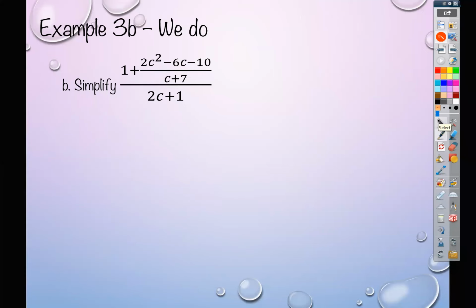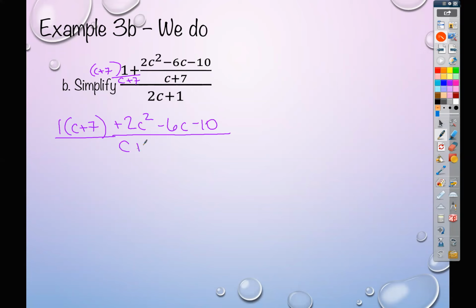Let's look at this one, okay? We need a c plus 7 in the top to be able to add those two things together. Well, if I put a c plus 7 in the bottom, I need to put a c plus 7 in the top. So I've got 1 times c plus 7, and then you write this one, plus 2c squared minus 6c minus 10, all over that c plus 7, all over 2c plus 1, which is over 1.